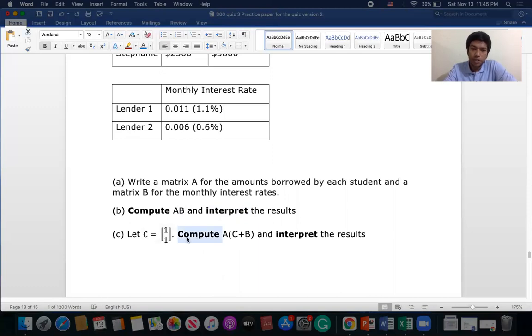Then the next question: C equals something given, and then A into C plus B, and again interpret the results. You see why I'm stressing this. The reason is this question has two parts. One is compute, another part is interpret. If you only do the math, you will get half marks, and if you write the interpretation, you will get the other half. Suppose it is a 2 marks question, sometimes students do the math and write only the answer, and ignore the interpretation, so they get just half marks. Half marks means 1 mark, and for the interpretation another 1 mark, so 2 marks.